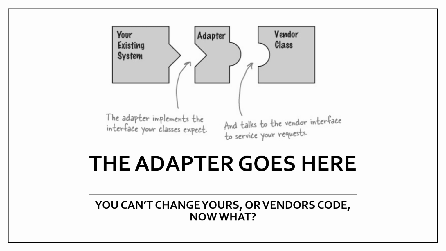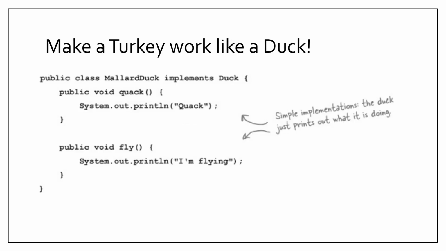We are going to be encapsulating the change in this adapter. So let's make a turkey work like a duck. Here's our duck class from the duck simulator program, and we have a mallard duck, which implements the duck interface, and there's our quack and our fly, and great, everything is looking really good.